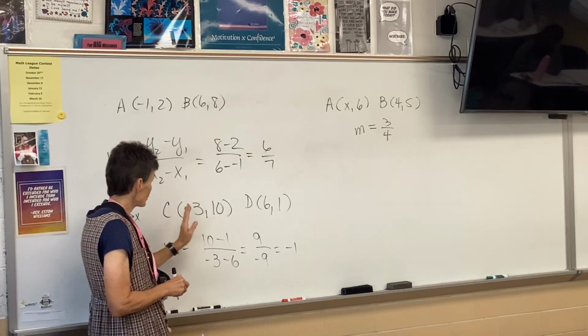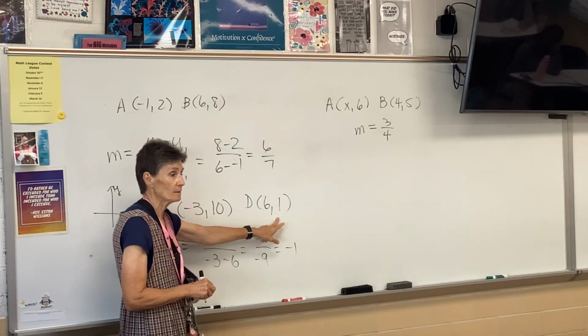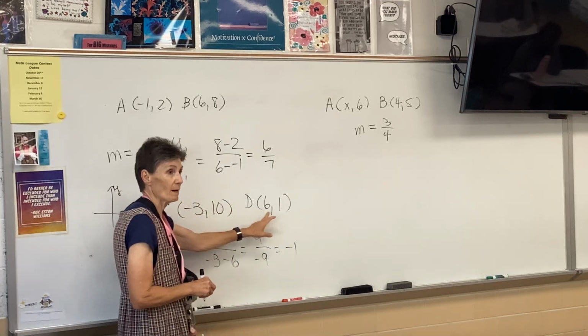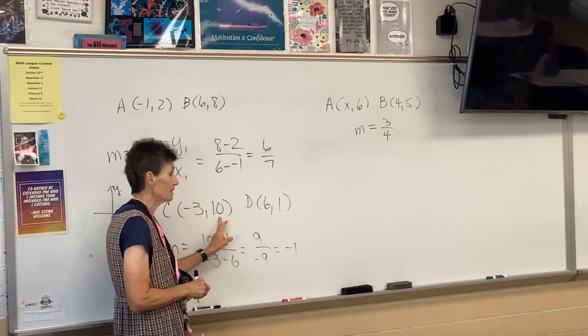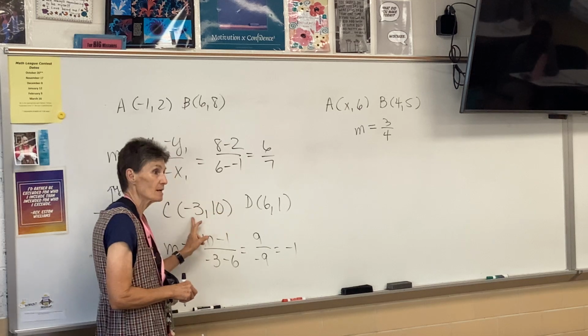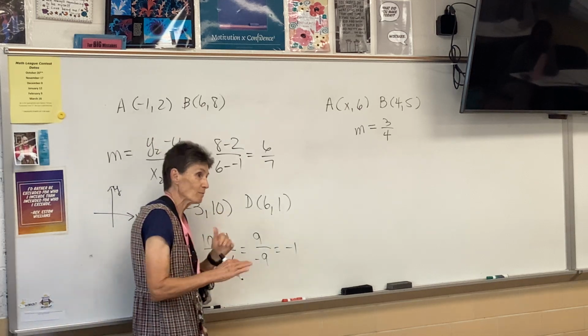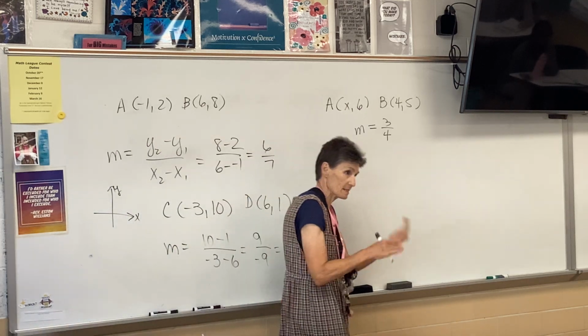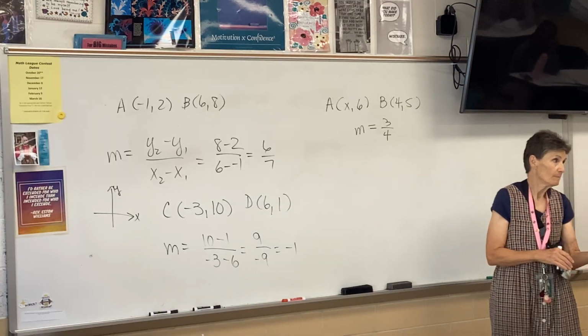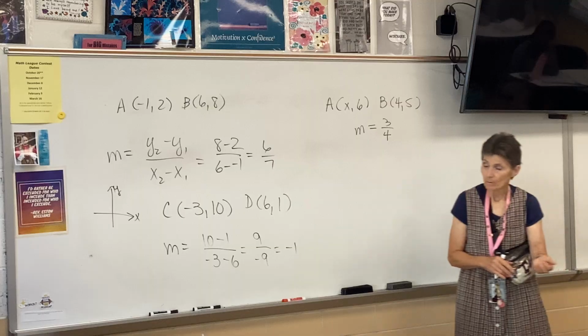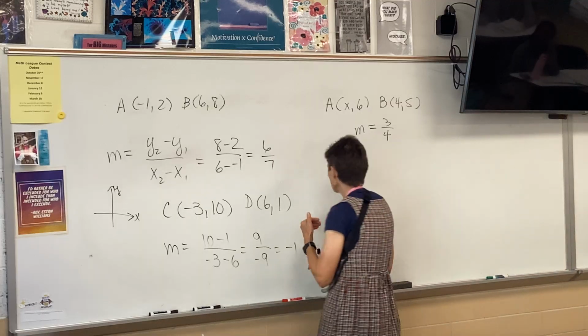both of them. So since I did 10 minus 1, I had to do -3 minus 6. If you did 1 minus 10, you had to do 6 minus -3. The order never matters as long as you do both the same. All right, we good? Okay, now the next one is a little bit trickier.